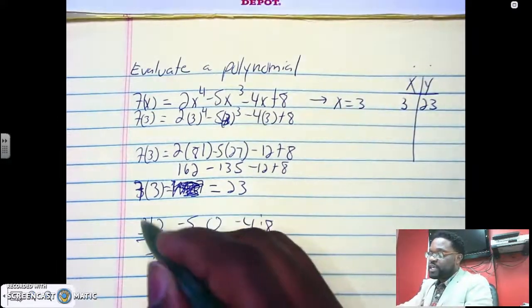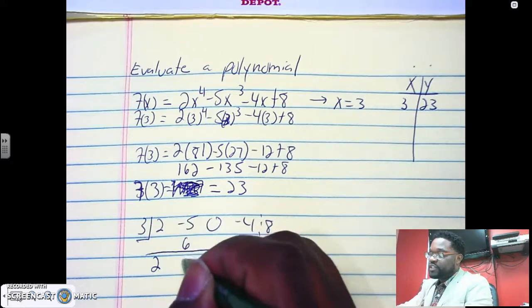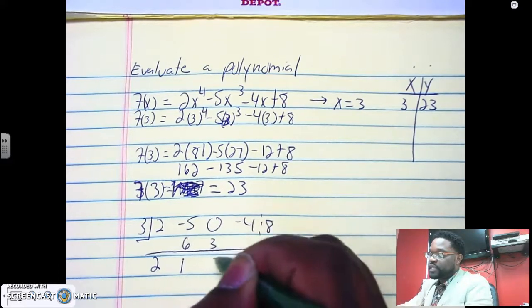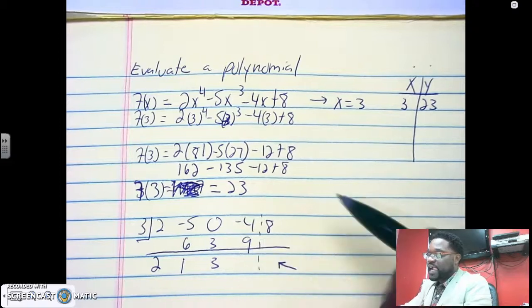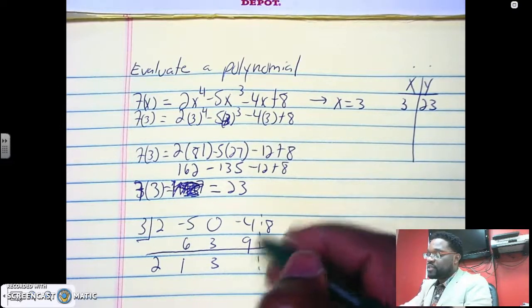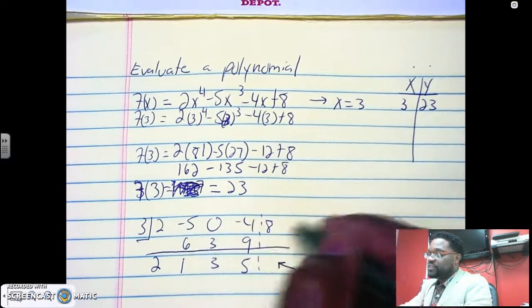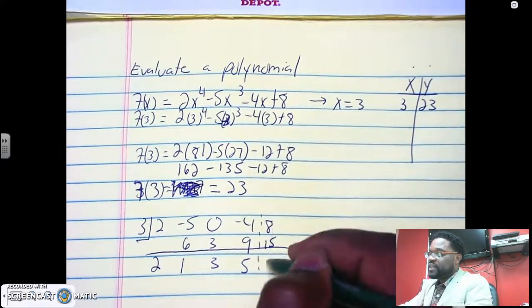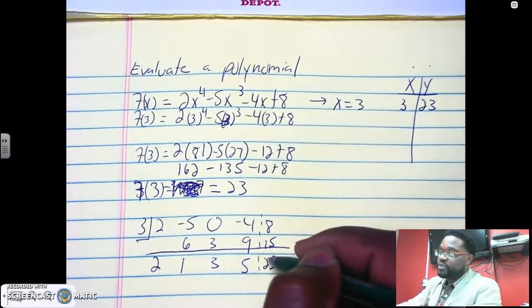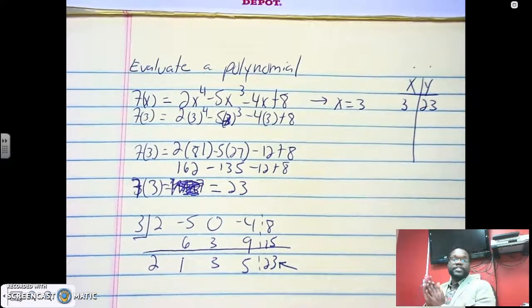Bring your 2 down. 2 times 3 is 6. Negative 5 and 6 make a 1. And that's a 3. That's 3. That's 9. And what is that? 5. 5 and 3 is 15. 8 and 5 makes Michael Jordan. Haha, 23.